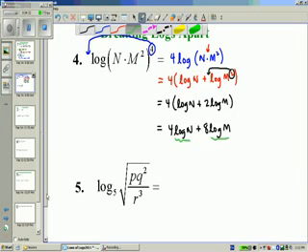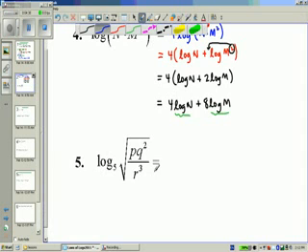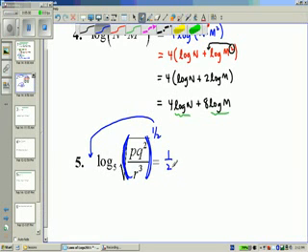All right, let's look at this next one. See, for this one, my big picture here is I have this square root, which is the same thing as the 1/2 power. So I'm going to take that 1/2 power, which is from rule number 3. Okay, so we're just going to think of this, the square root's gone. I'm replacing it with 1/2, and I'm going to pull that out in front. So I'm going to have 1/2 log of PQ squared over R cubed.